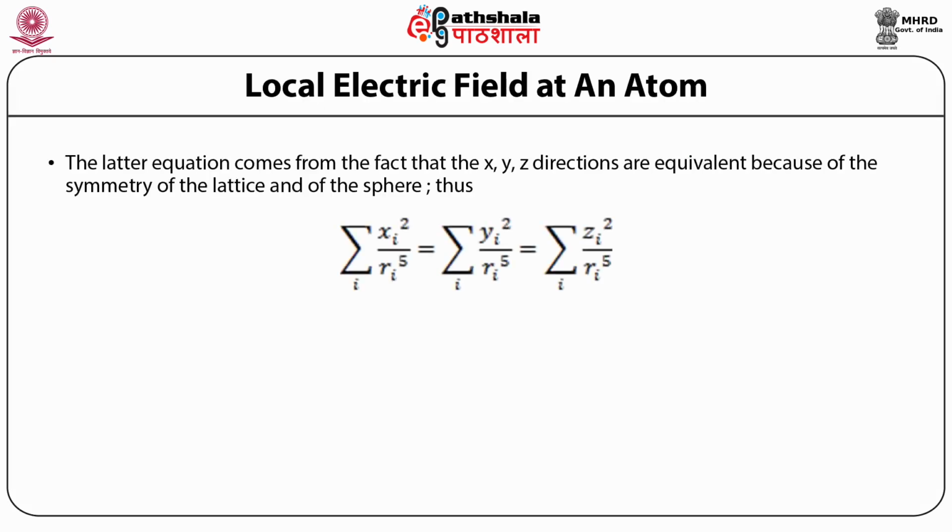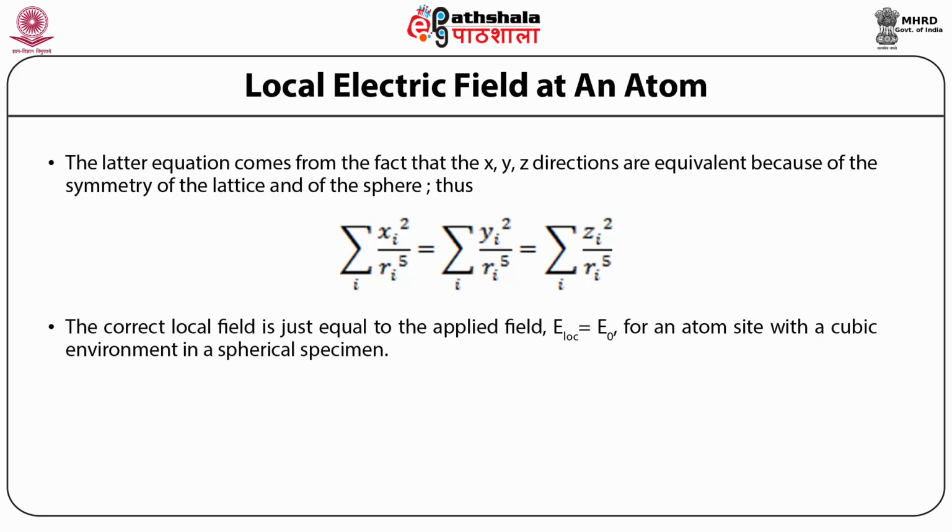E0. The latter equation comes from the fact that the x, y and z directions are equivalent because of the symmetry of the lattice and of the sphere. Thus, the summation over xi²/Ri⁵ equals the summation over yi²/Ri⁵ equals the summation over zi²/Ri⁵. The correct local field is just equal to the applied field, E local equals E0, for an atom site with a cubic environment in a spherical specimen. Thus, the local field is not the same as the macroscopic average field E.